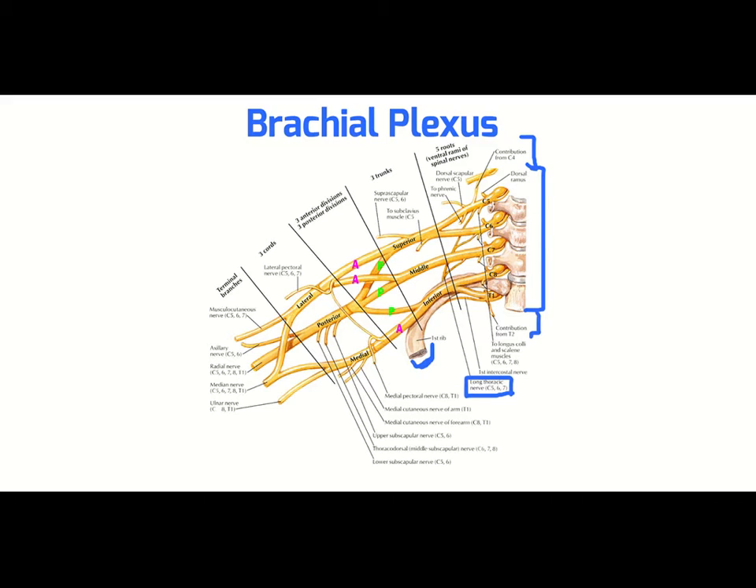lower subscapular nerve. After we go through those 3 cords, we split into our final terminal branches, where we see the musculocutaneous nerve, the axillary nerve, radial nerve, median nerve, and ulnar nerve. So these are the 5 main nerves when we're talking about the innervation of muscles that we'll be talking about.